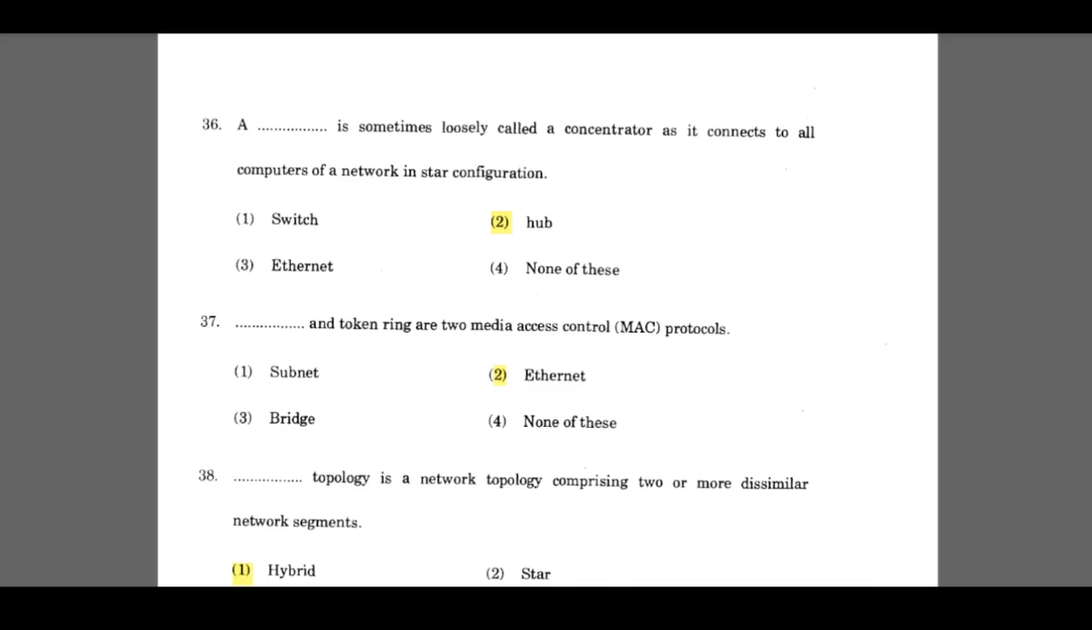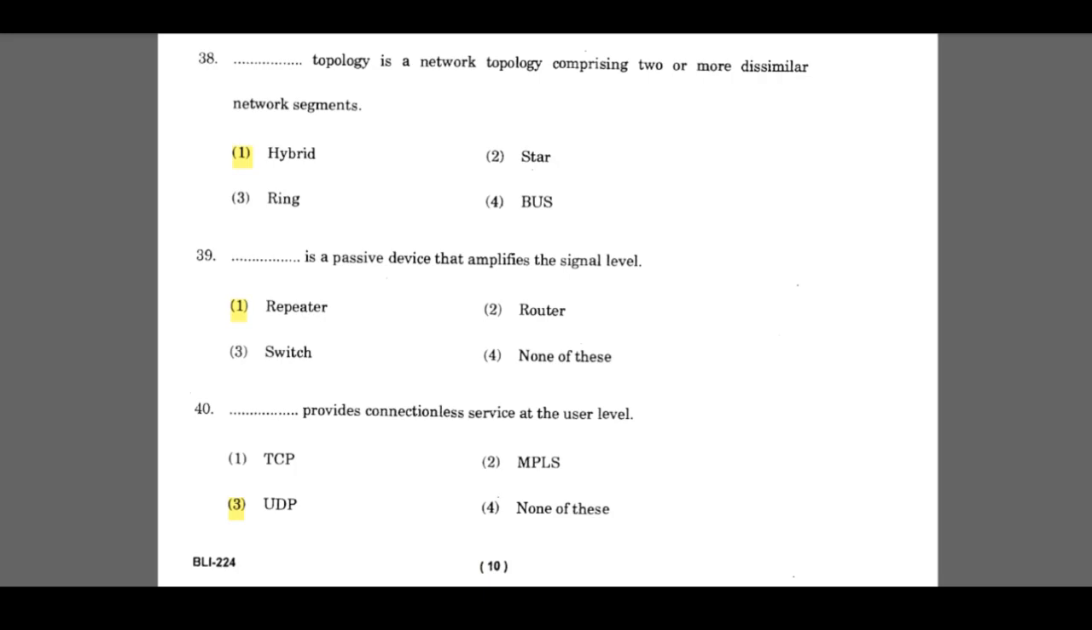37. Dash and token ring are two media access control, that is MAC, protocols. Ethernet. 38. Dash topology is a network topology comprising two or more dissimilar network segments. Hybrid. 39. Dash is a passive device that amplifies the signal level. Repeater. 40. Dash provides connectionless service at the user level. UDP.